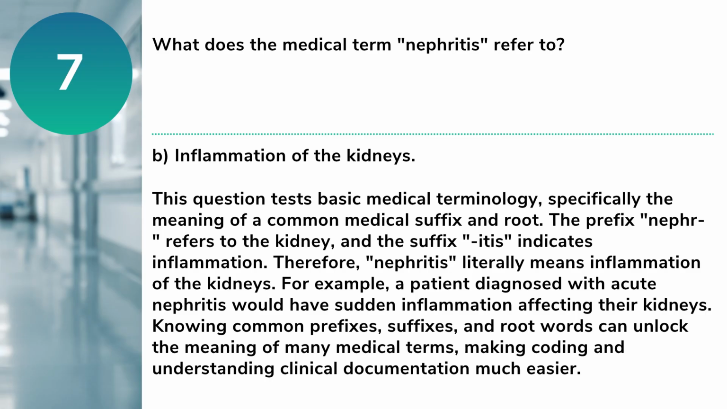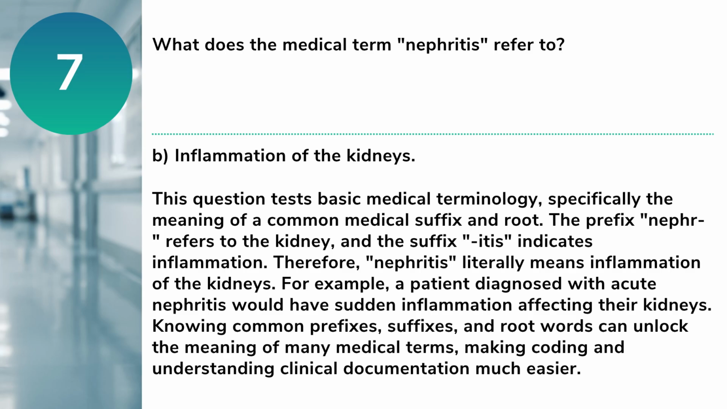Answer: B. Inflammation of the kidneys. This question tests basic medical terminology, specifically the meaning of a common medical suffix and root. The prefix nephr- refers to the kidney, and the suffix -itis indicates inflammation. Therefore, nephritis literally means inflammation of the kidneys. For example, a patient diagnosed with acute nephritis would have sudden inflammation affecting their kidneys.